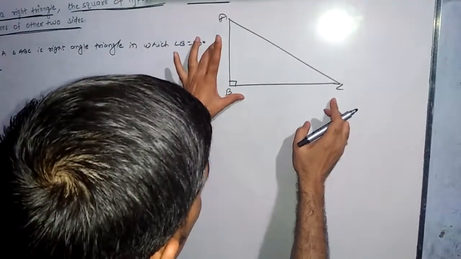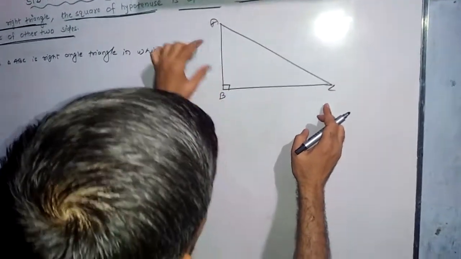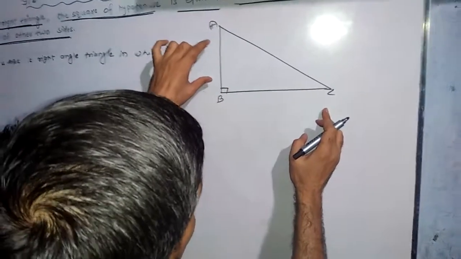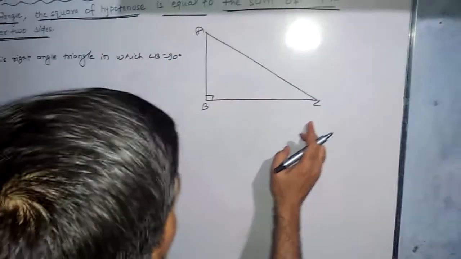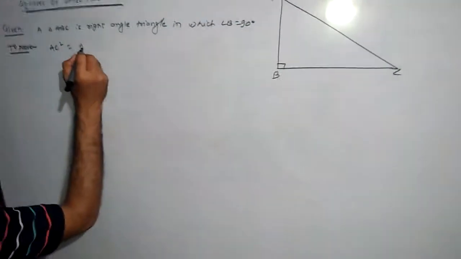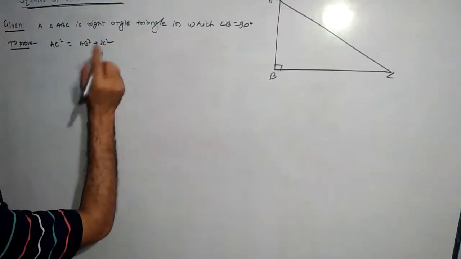So Pythagoras says the square of the hypotenuse, meaning AC square, is equal to the sum of the squares of its two other sides. It means AB square plus BC square. At last we can write here AC square equal to AB square plus BC square.